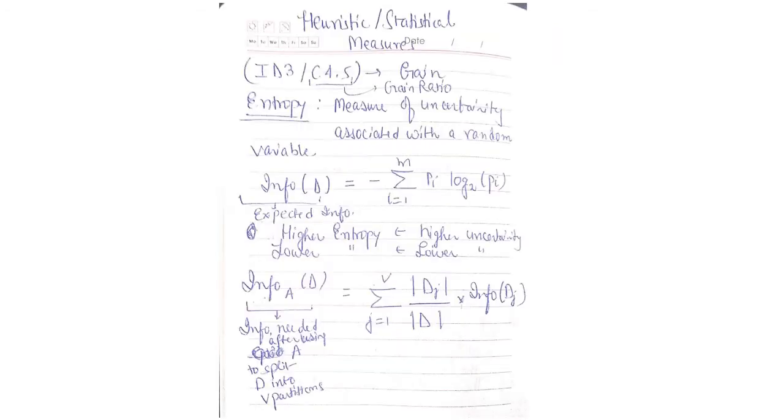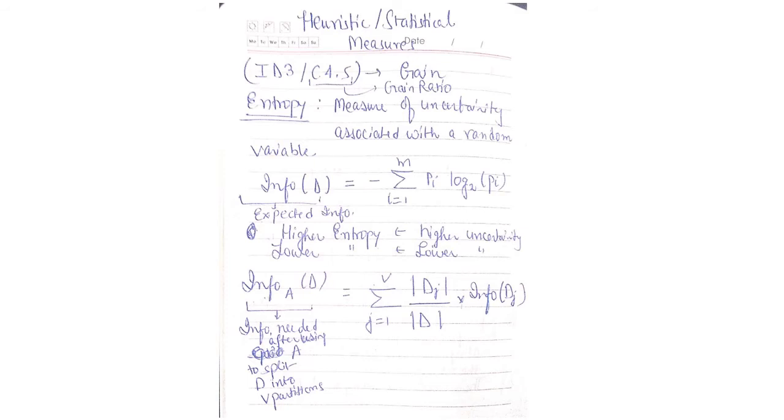So first we'll talk about ID3, which forms its basis on gain. What it essentially takes into account is entropy. Here entropy refers to the measure of uncertainty associated with a random variable. The formula for calculating Info of the dataset D is equal to minus summation i equals 1 to m of p_i log to the base 2 of p_i, which is the expected information. Higher entropy suggests there is highest uncertainty in our data, and lower entropy suggests there is lower uncertainty in our data.